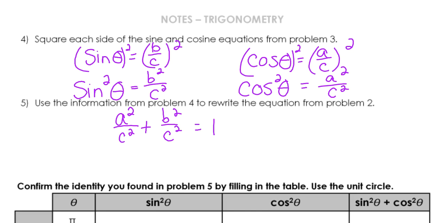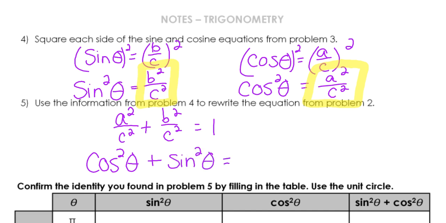Now we know from up above that a squared over c squared right here is the same as cosine squared theta. And we know that b squared over c squared is the same as sine squared theta. So the identity that we find that's most important here, our Pythagorean identity, is that cosine squared plus sine squared equals 1. That is our Pythagorean identity that we are going to use when dealing with these trig functions.